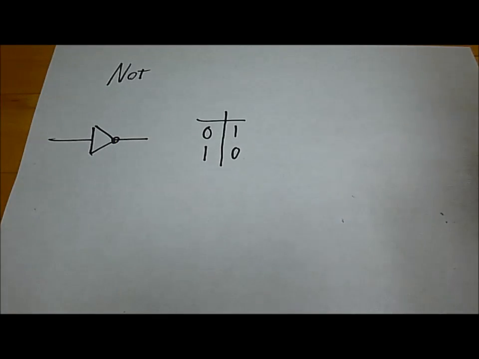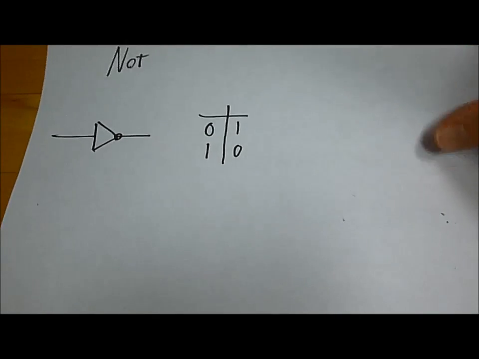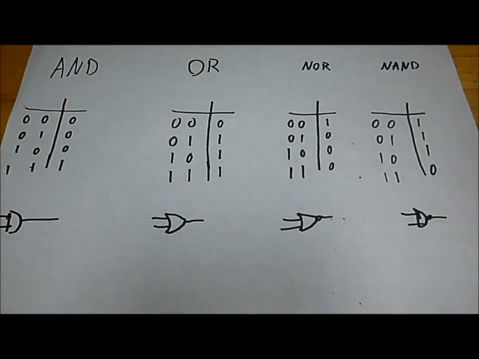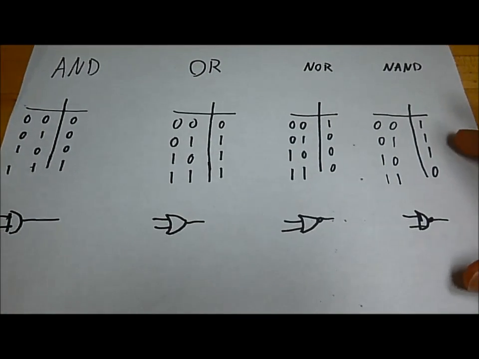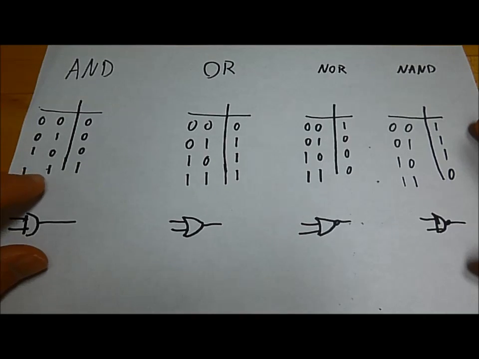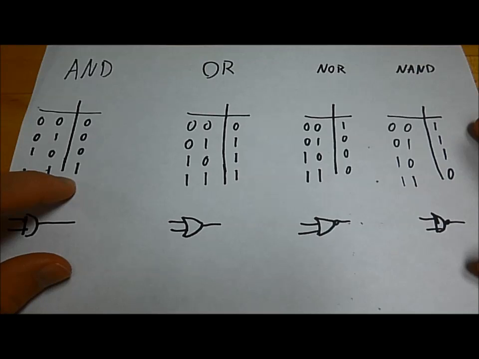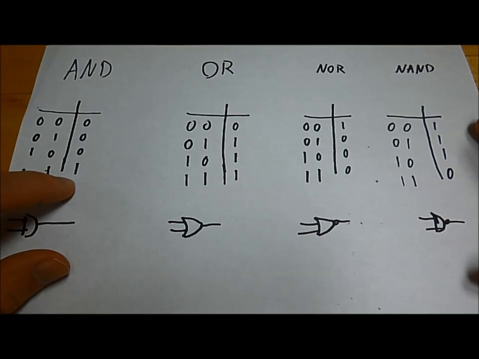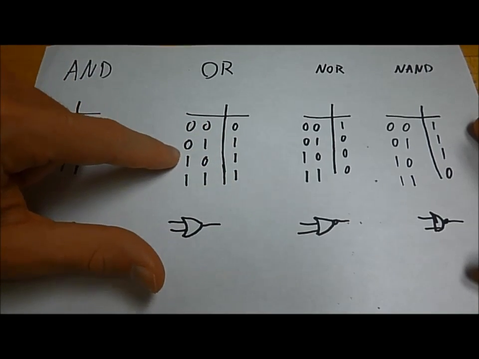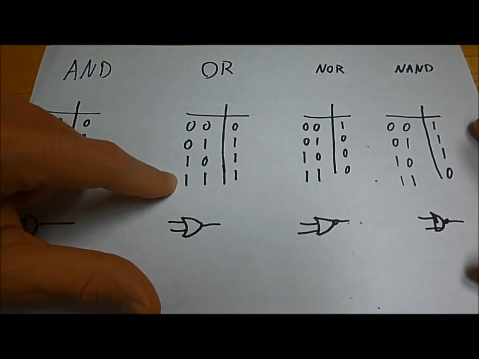Now, let's talk about a few more advanced logic gates. We have the AND, OR, NOR, and NAND logic gates. An AND logic gate does the logical AND of its two inputs. So we only output a 1 when we have 1 and 1. An OR gate does the logical OR. So it outputs a 1 whenever one of the inputs is a 1.